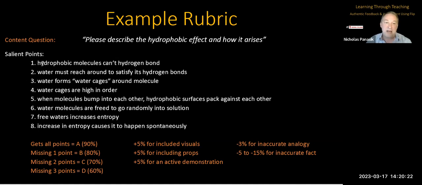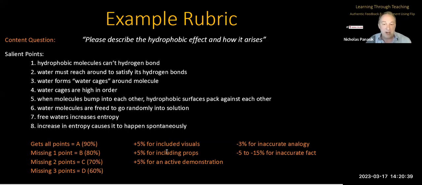And they really have to mention all 8 of these points if it fits a perfect answer. Somewhere in their discussion, they have to talk about it. So if they get them all, I'm going to give them a 90%. If they're missing 1, I'll give them a B. If they're missing 2, I'll give them a C, etc.